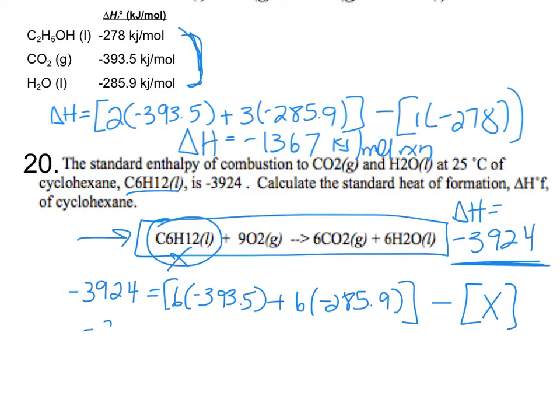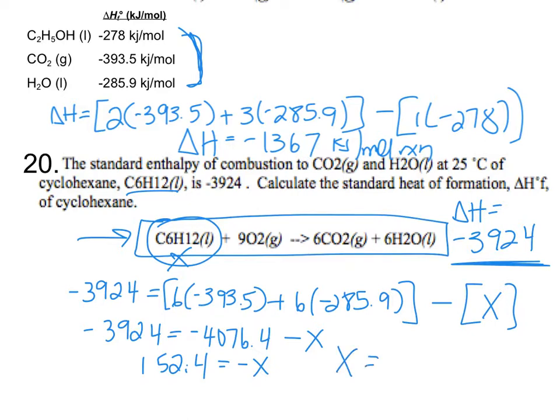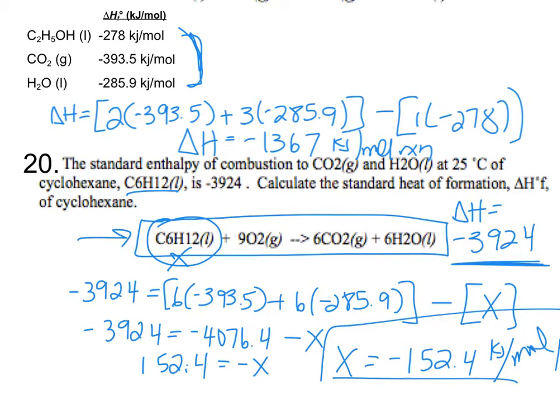So our negative 3,924, I end up getting negative 4076.4 minus x. Add that negative 4076.4 to both sides, I get 152.4 equal to negative x. So my x then is equal to negative 152.4. And again, it's kilojoules per mole. This time it's not per mole of reaction. This is actually the heat of formation of just that cyclohexane.